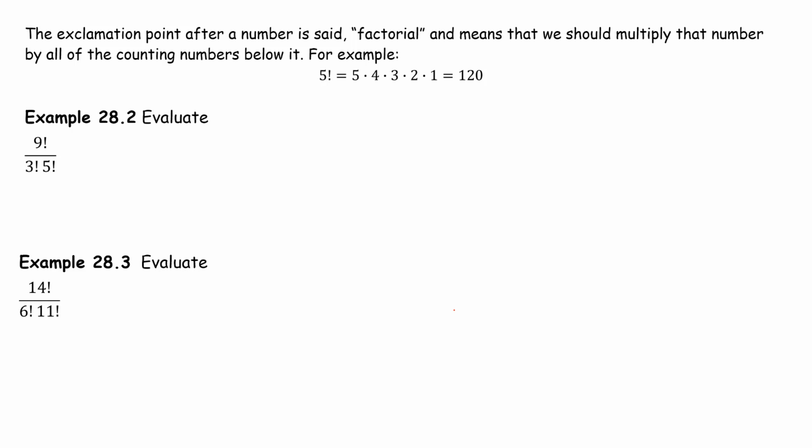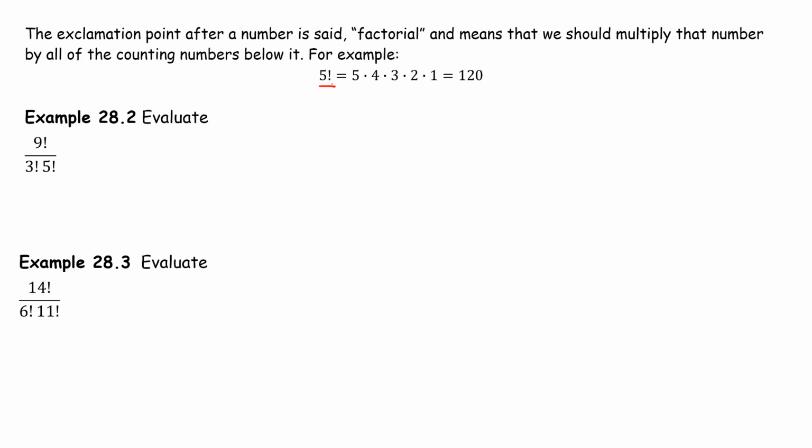So here's a very simple example. 5 factorial is equal to 5 times 4 times 3 times 2 times 1, which equals 120. So that's what that little exclamation point means. If you see it after a number, it just means multiply that number by all the counting numbers below it.